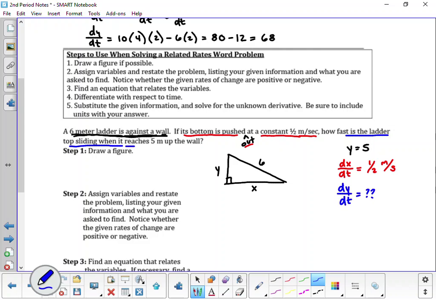We have to set up an equation now that has the variables x and y in it, and only x and y. I don't want any other variables. So give me an equation for this picture that has x's and y's in it. Good. So we go x squared plus y squared equals 6 squared, or 36, right? Okay. I know that. Yay!